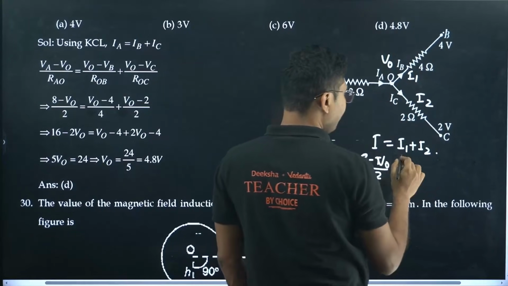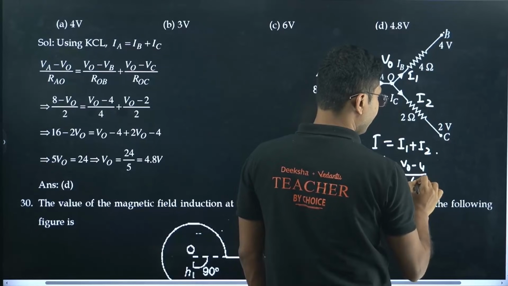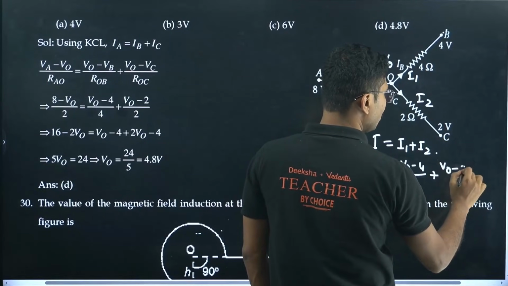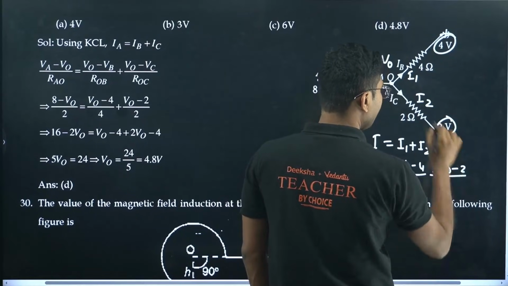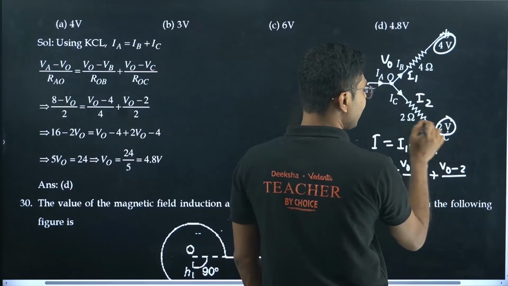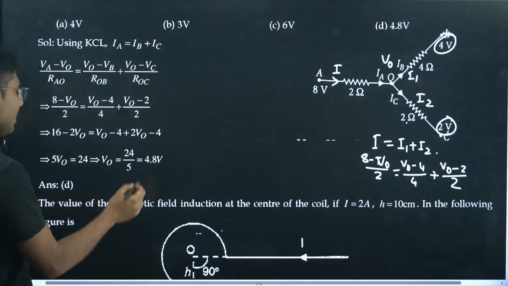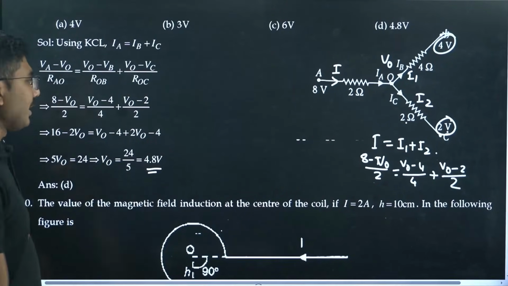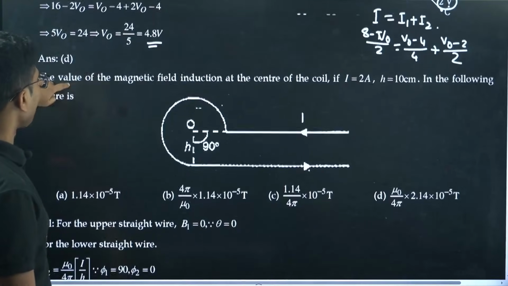So it must be (VO minus 4) by the resistance 4 plus (VO minus 2) by the resistance. So these terminal voltages are given. This voltage minus this voltage divided by resistance. Now you simplify this equation and you get the voltage at O as 4.8 volts. Simple, easy, not difficult. No rocket science.